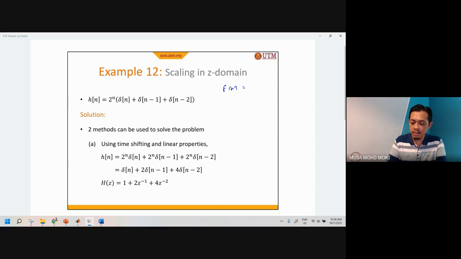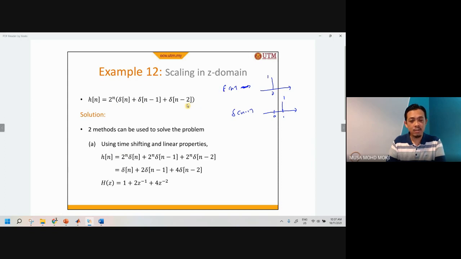Delta n is just a signal with one sample. So this is actually delta n. And what is this? This is delta n minus 1, where we have delta n delayed by one sample. So this is another signal, which is not at 0 but at 1. So this is actually delta n minus 1.